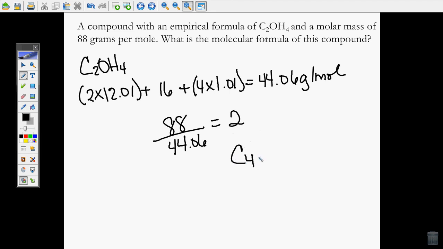So C4O2H8. That is the molecular formula.